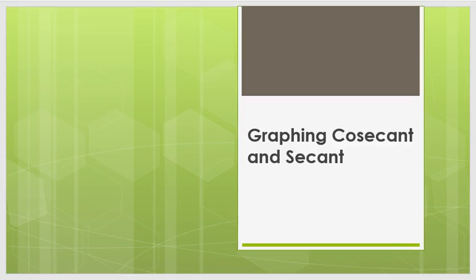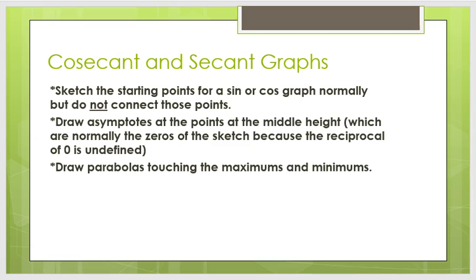In this video, we're going to look at how to graph the cosecant and secant functions, which are just the reciprocals of sine and cosine, so they'll use a lot of the same information. For the process of drawing the graph, first you're going to sketch the same starting points we used for sine or cosine graphs. Make sure you're using the sine starting points for cosecant graphs and the cosine starting points for secant graphs. So pretend it is just a sine or a cosine graph at first and plot the starting points normally, but do not connect those dots.